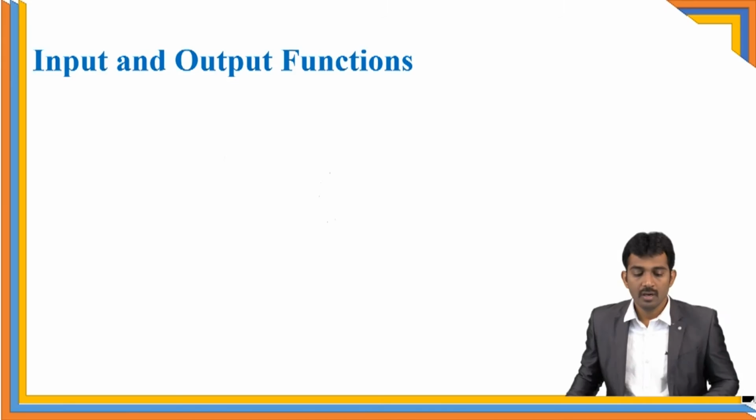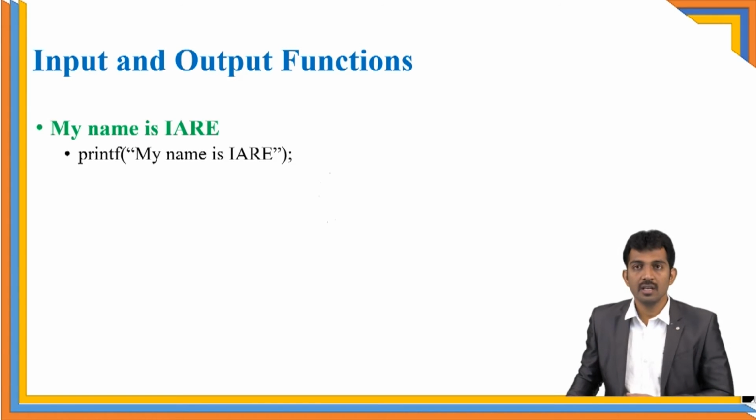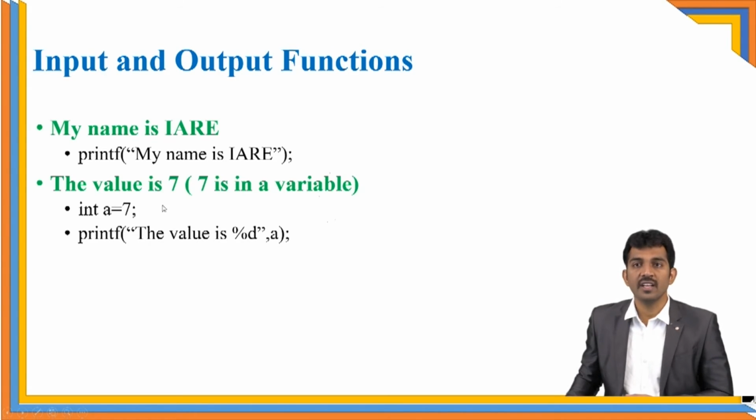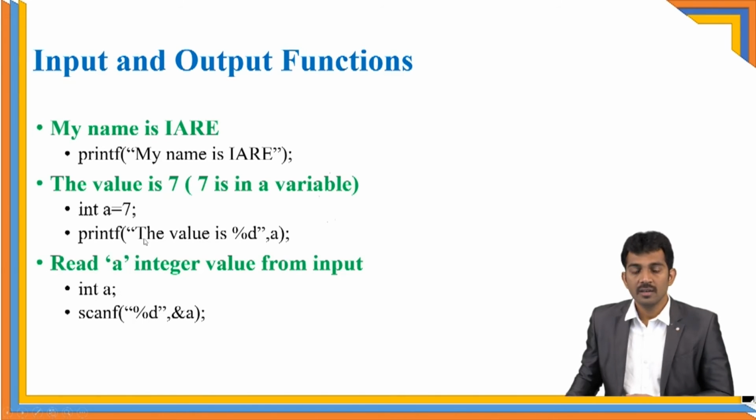Is this clear? See, if my name is IARE, then you should use printf of my name, which means you should put it inside the quotes. For example, the value is 7. 7 is a variable, right? See, just now we have seen the value is 7, and we read an integer value from the input.